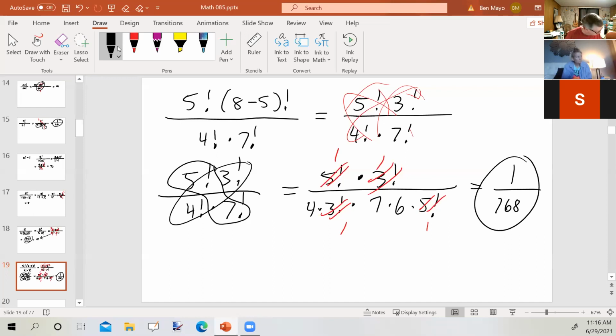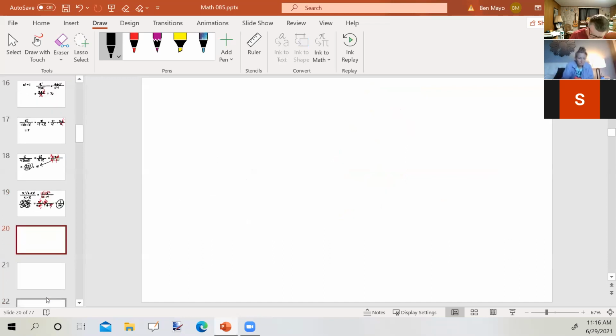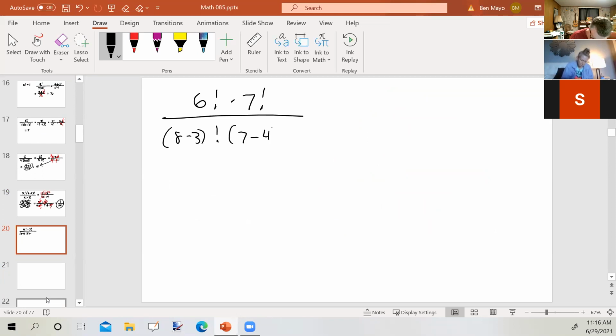All right. Let's take a look at this one. 6 factorial times 7 factorial over 8 minus 3 factorial times 7 minus 4 factorial.